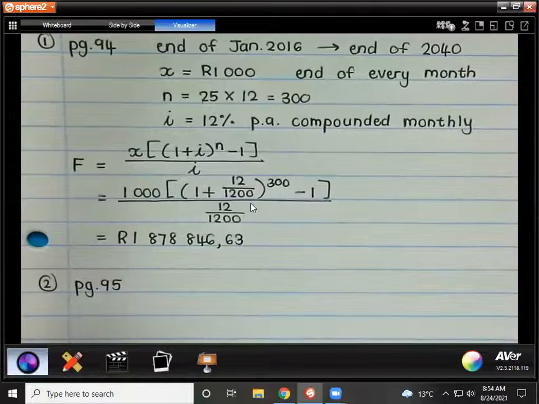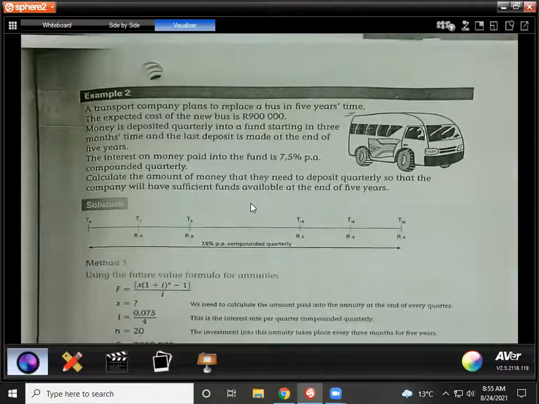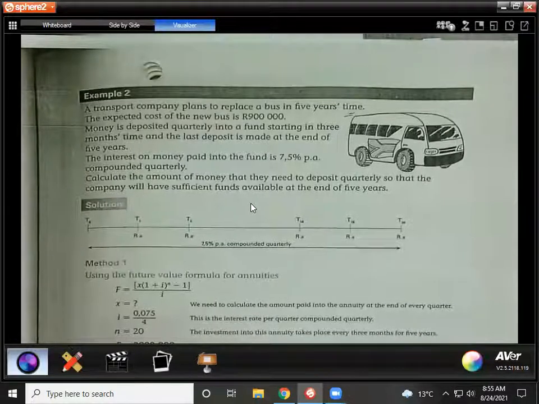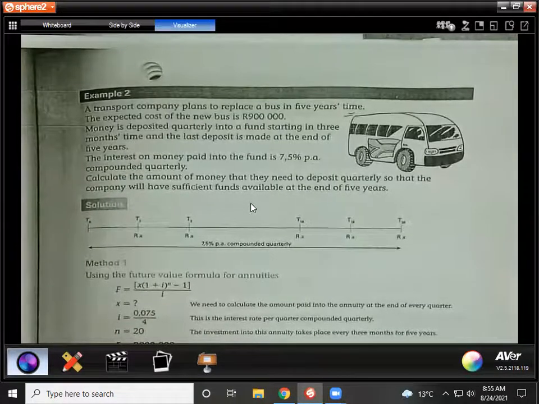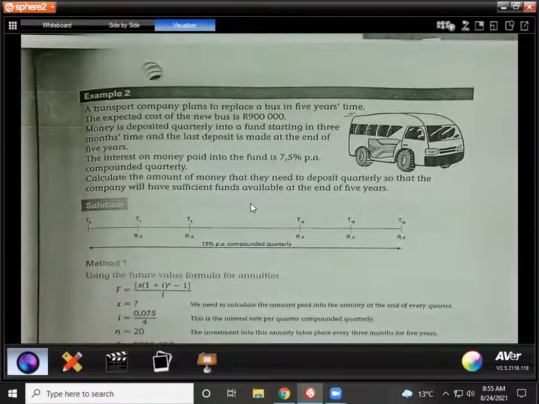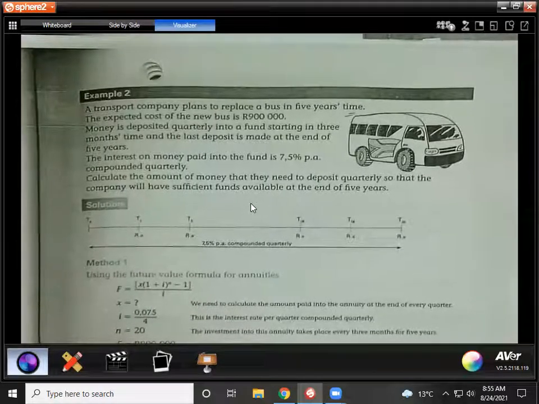Just want to check something quickly. All right, so we even have a little picture of a taxi here, okay? They're saying a transport company plans to replace a bus in 5 years' time. The expected cost of the new bus is 900,000 Rand. Money is deposited quarterly into a fund starting in 3 months' time, and the last deposit is made at the end of 5 years. The interest on money paid into the fund is 7.5% per annum compounded quarterly.